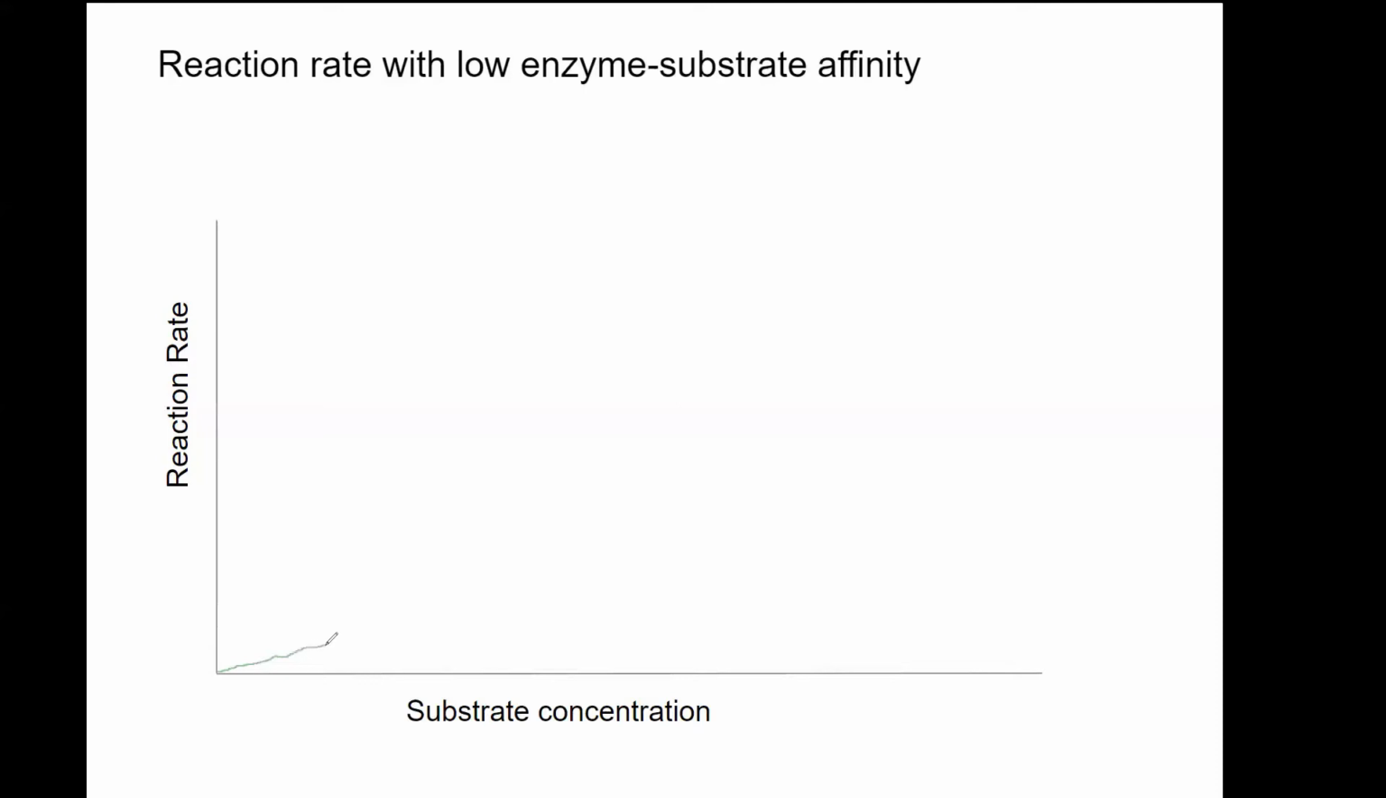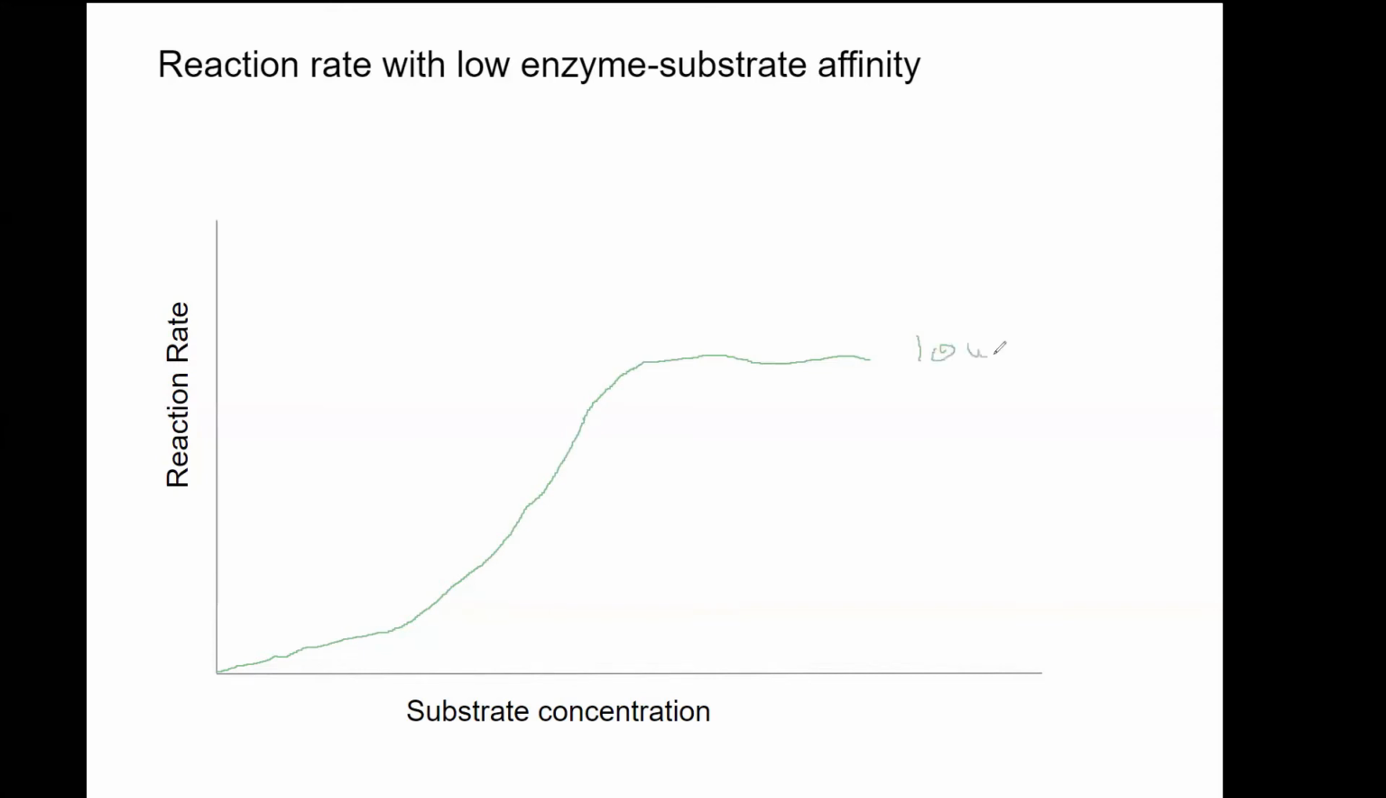But as we increase the substrate concentration, as there's more and more of that substrate, basically we're raising the probability that any given molecule of that substrate will bump into an enzyme and happen to bind into that active site. So the higher the substrate concentration is, the more likely it is that an enzyme and a substrate are going to bind together, which means that our reaction rate goes up. Okay, so this is what's happening with our low affinity.